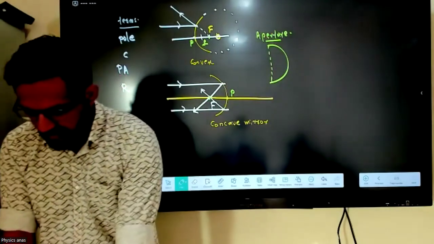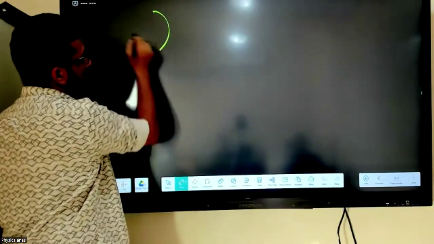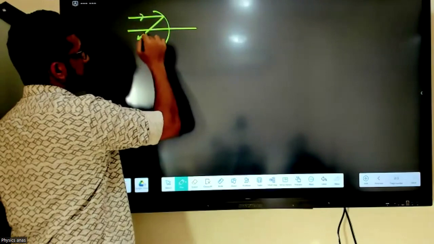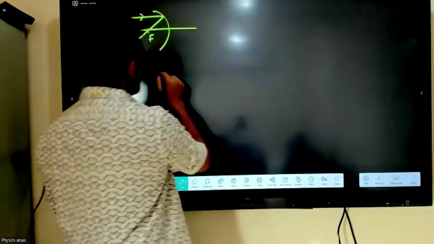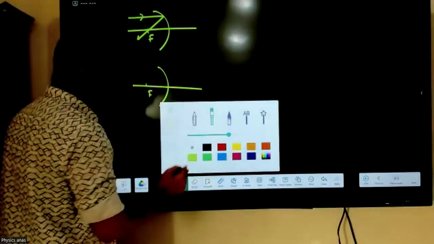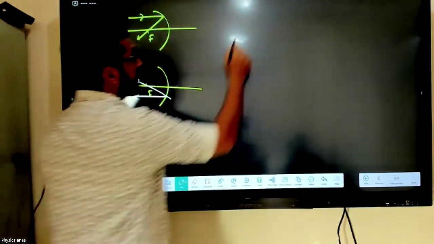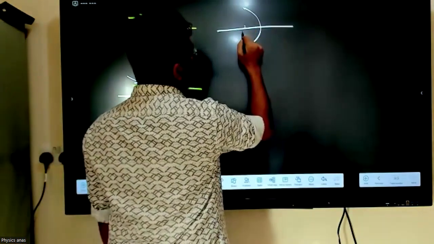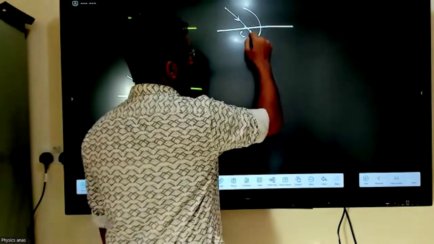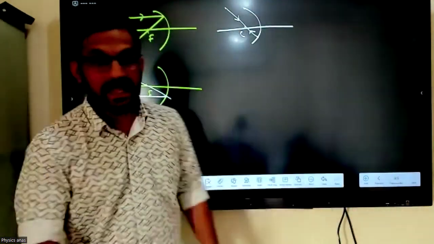That is aperture. Then after that, we have to see some behaviors of rays. What was the first behavior of the ray that we discussed? Light rays coming parallel will pass through the principal focus. The second one, a light ray passing through the principal focus will go parallel. Then a light ray passing through C, the center of curvature, will return through the same path.